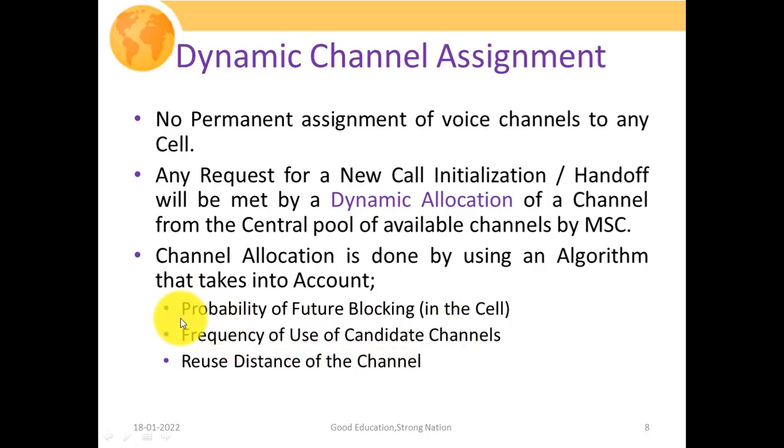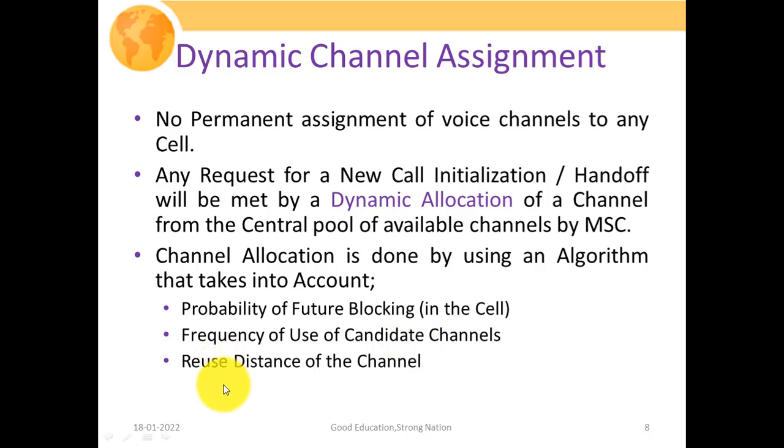The first two points are statistical measures of the traffic inside a particular cell, that is, a particular base station or cell. What is the probability that any individual frequency will get blocked, or that a traffic request has been placed on that particular frequency range? Whereas frequency of use of the candidate channel signifies any reserved frequencies that have been allocated to a specific user, so whether we are in a state to use them or not.